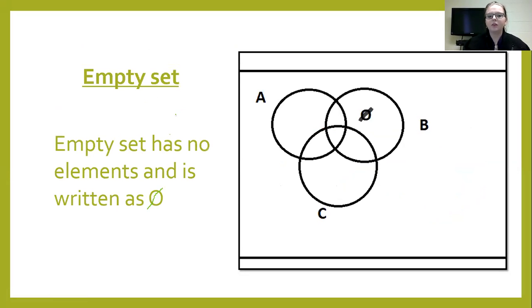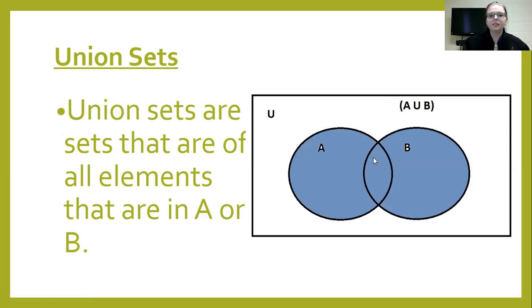This is going to be called an empty set. An empty set has no elements and is written as a 0. It doesn't have anything in it that belongs in there. It's completely gone. There's no numbers, no amount in there. And this is called union sets. And this is called A union B.